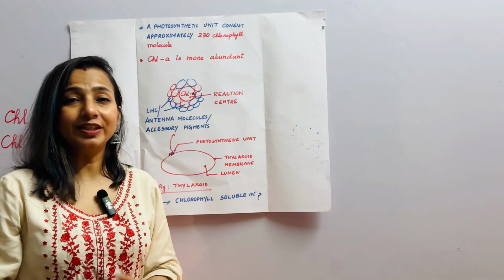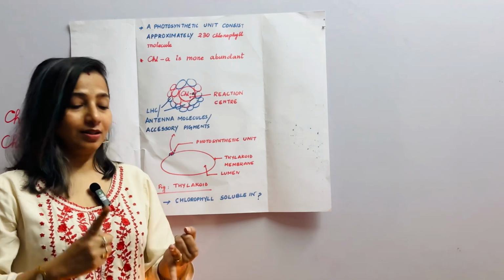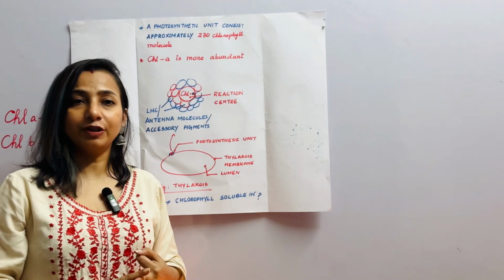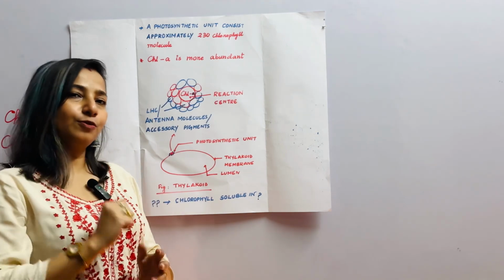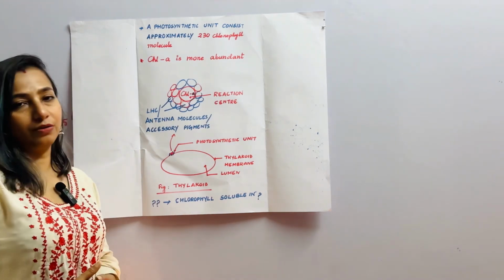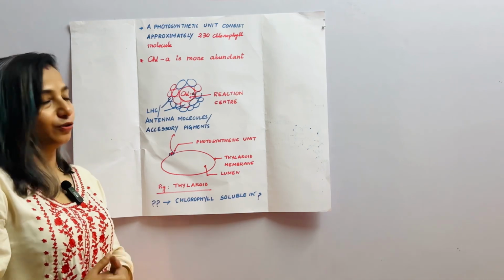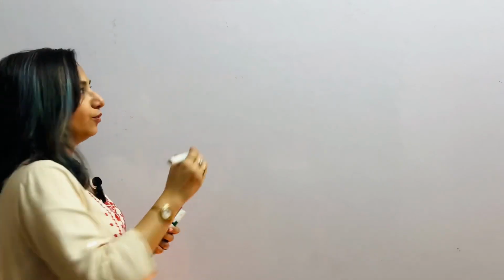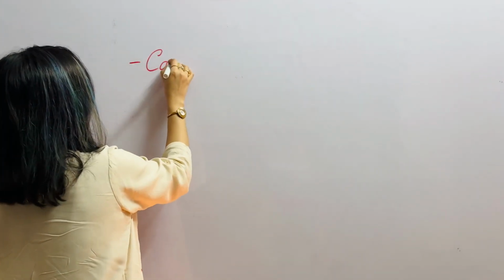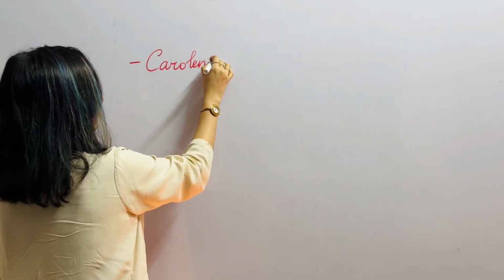As I have told you earlier, chlorophyll, carotenoids and biliverdins or phycobilins are soluble in different kinds of solvents. So today your homework is to find out in what kind of solvent the chlorophyll molecule is soluble. Clear? Now, in the photosynthetic unit, apart from chlorophylls, we will also have carotenoids.